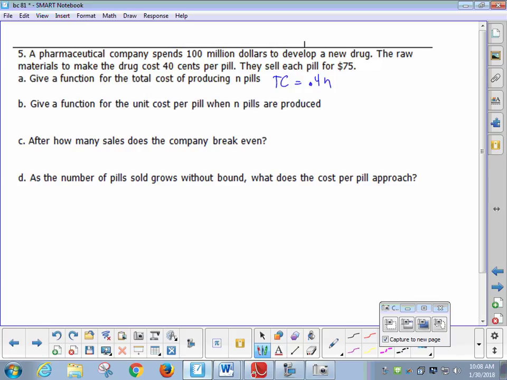$1.60. What's the cost per pill if you make 4 pills? $25 million and 40 cents. If you make 10 pills, what's the cost per pill? $10 million and 40 cents. If you make 100 pills, what's the cost per pill? How many? $100 million and 40 cents.